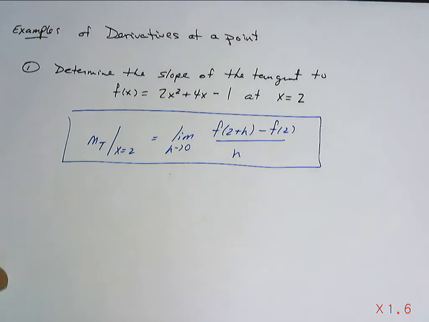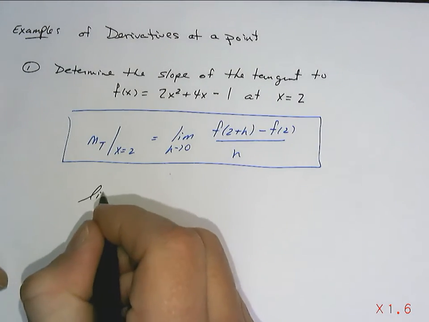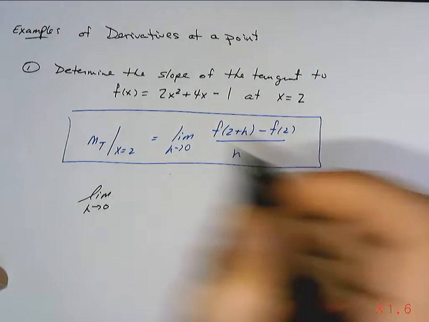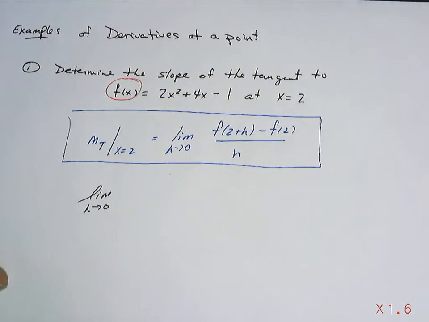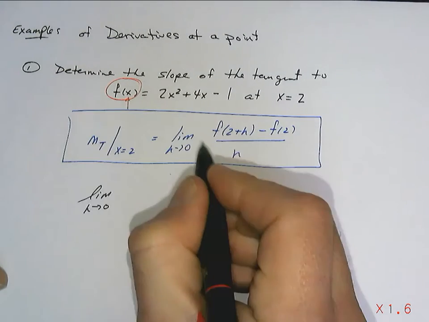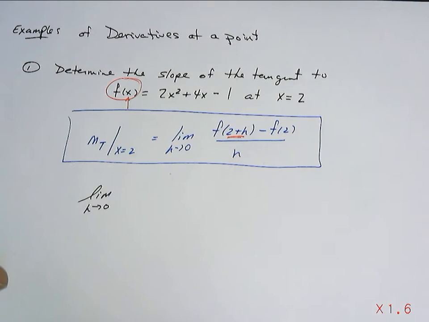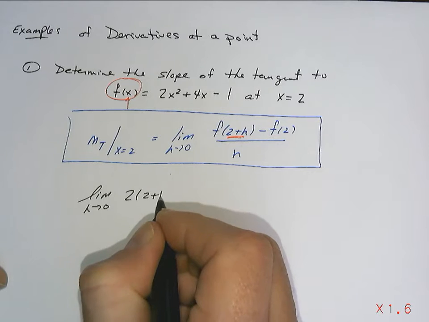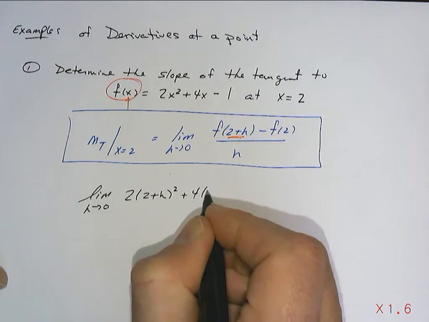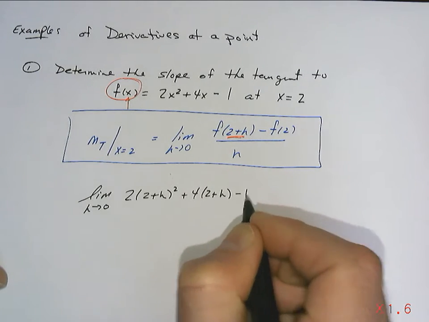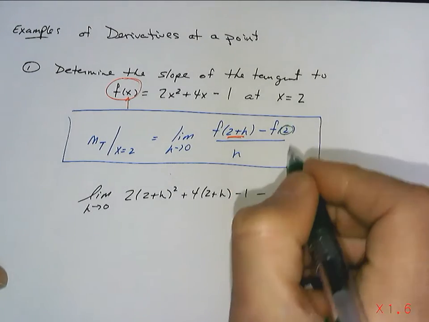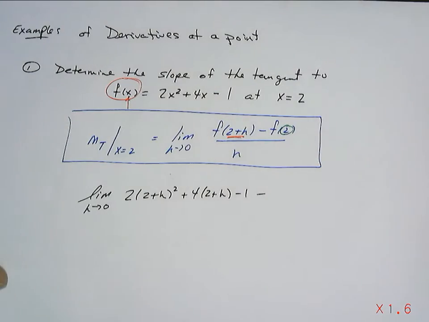Now, what I like to do is to then go ahead and we're going to do the limit as h approaches 0 of f of 2 plus h. So now I got to go find the function f of x. And I'm going to put in, instead of x's, I'm going to put in 2 plus h's. So everywhere there's an x, it's a 2 plus h. And for this one, it's an f of 2. So instead of an x now, I'm going to put in a 2.